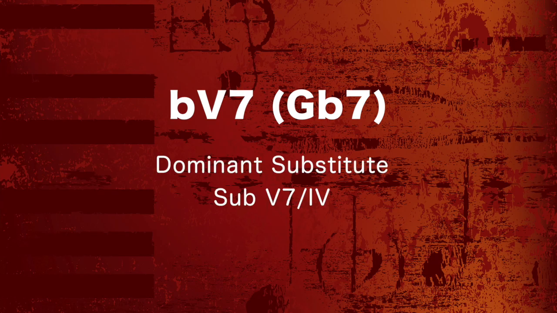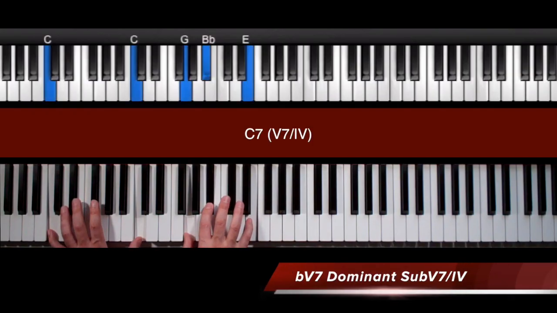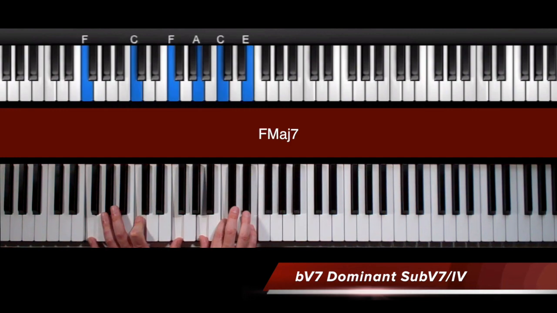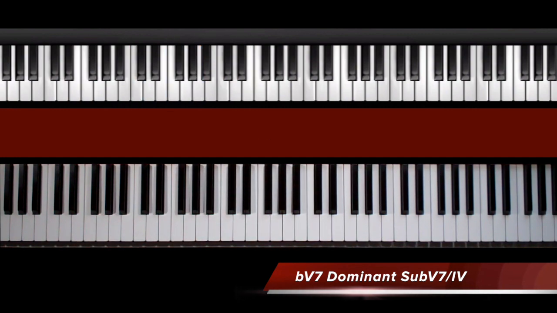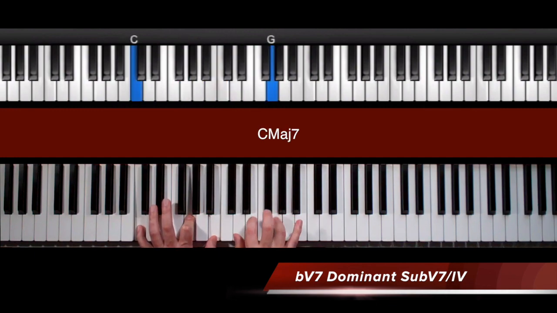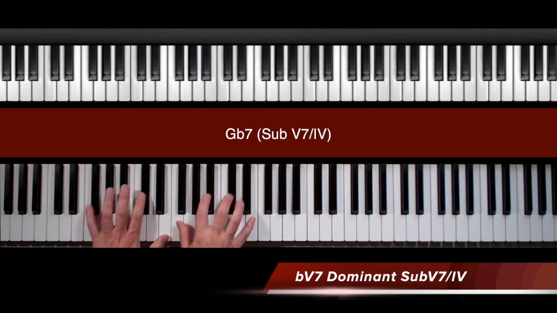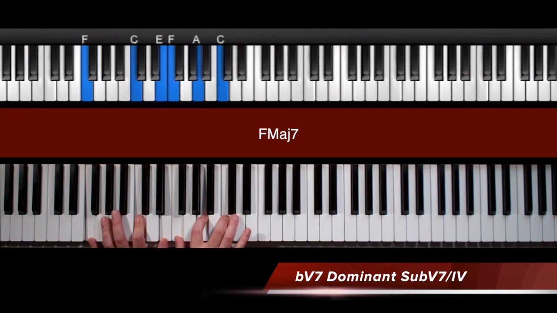The flat 5-7 is a dominant substitute of C7 that leads to F, G flat 7 to F major 7. Let me use it in a musical sentence so you can hear what it sounds like. We start on C, passing chord C7, passing chord G flat 7 down to F major 7.